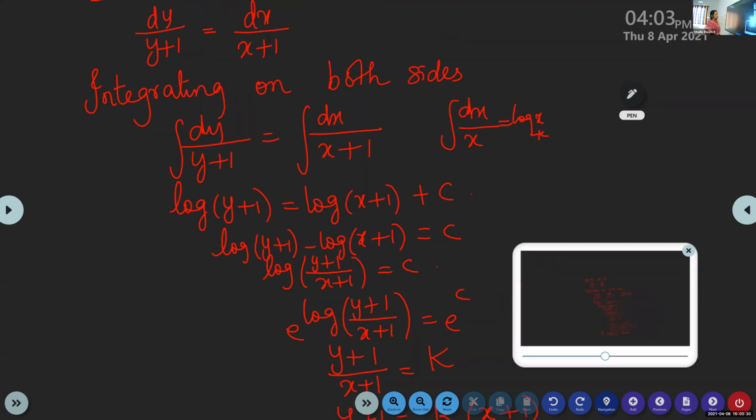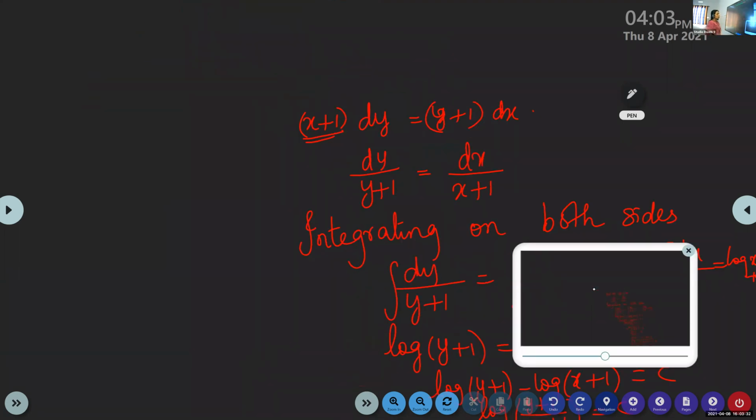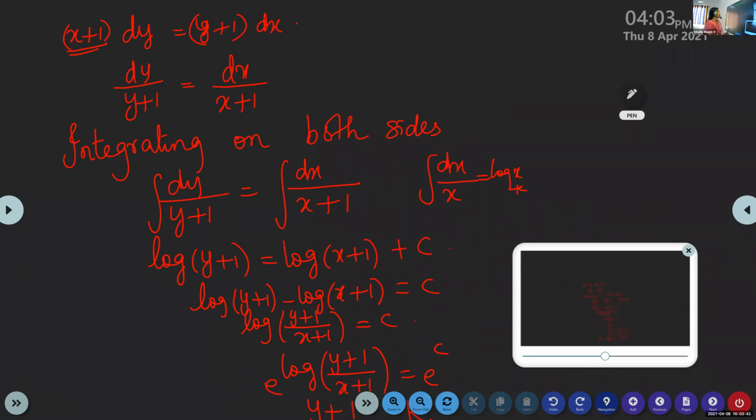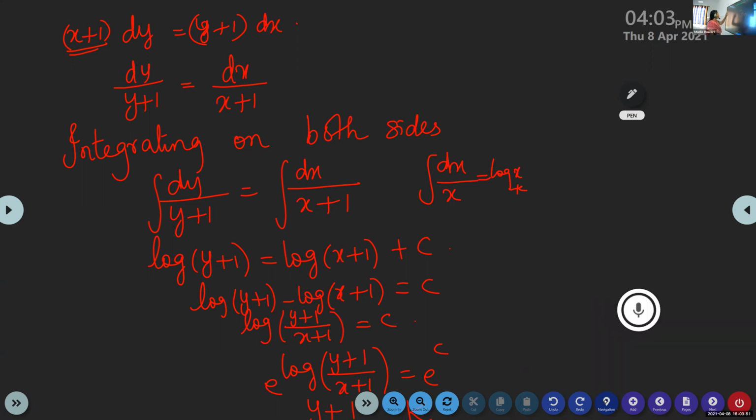Okay. So what is given? The problem is: solve x plus 1 into dy is equal to y plus 1 into dx. We are using the variable separable method. In the variable separable method, we separate the variables. With dx, we collect all the x terms, and with dy, we collect all the y terms. So dy by y plus 1 is dx by x plus 1.